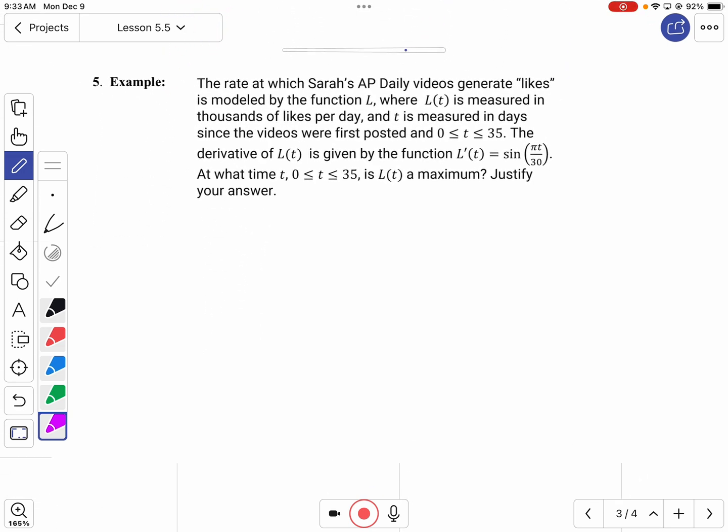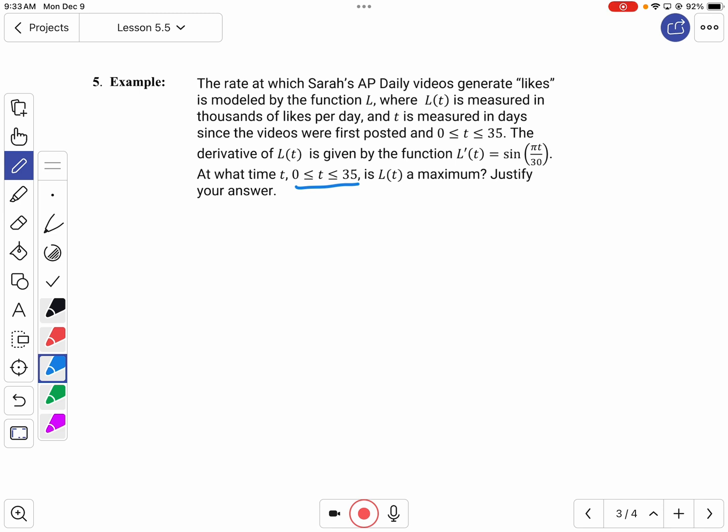I think this one's kind of fun. It says the rate at which Sarah's AP daily videos generate likes is modeled by the function L, where L of t is measured in thousands of likes per day, and t is measured in days since the videos were first posted, and t is between 0 and 35, so she's been doing it for 35 days. The derivative of L of t is given by the function L prime of t equals sine of pi t over 30. At what time between 0 and 35 is L of t a minimum? Justify your answer.